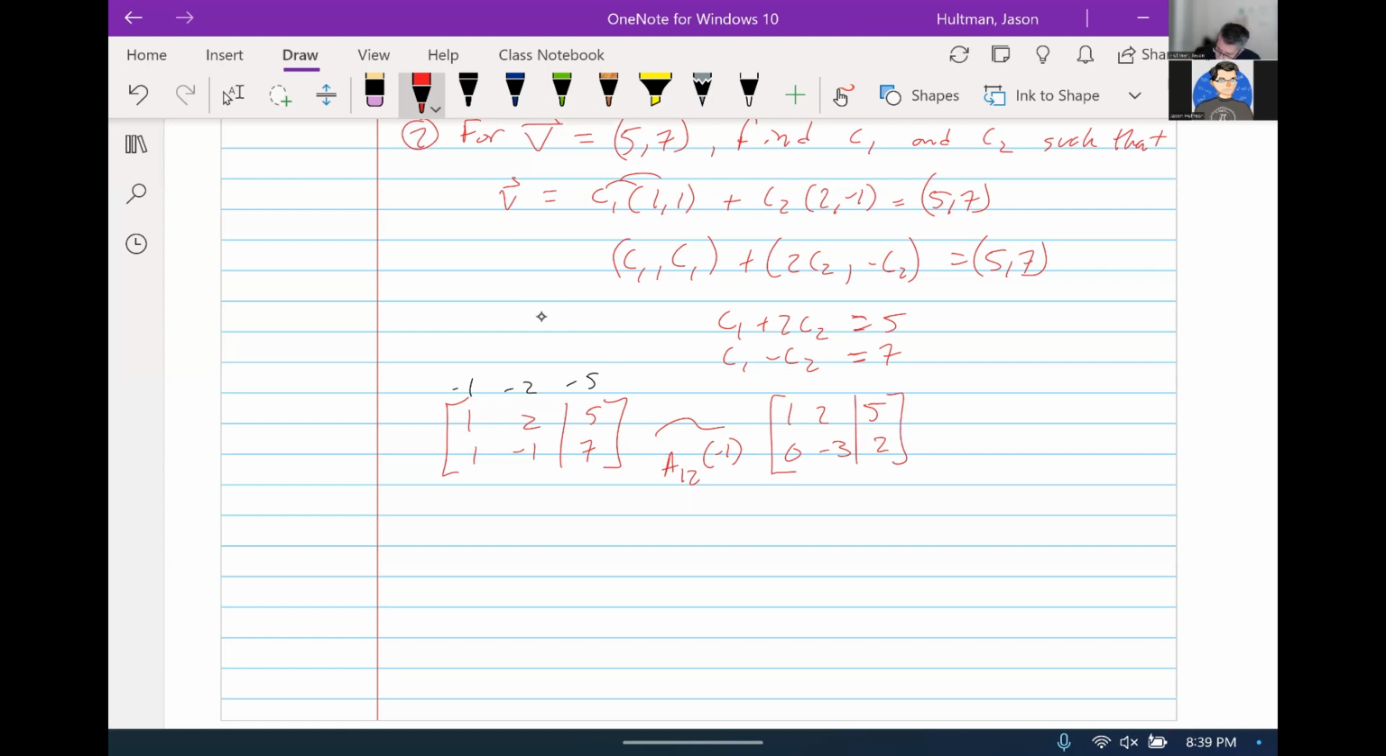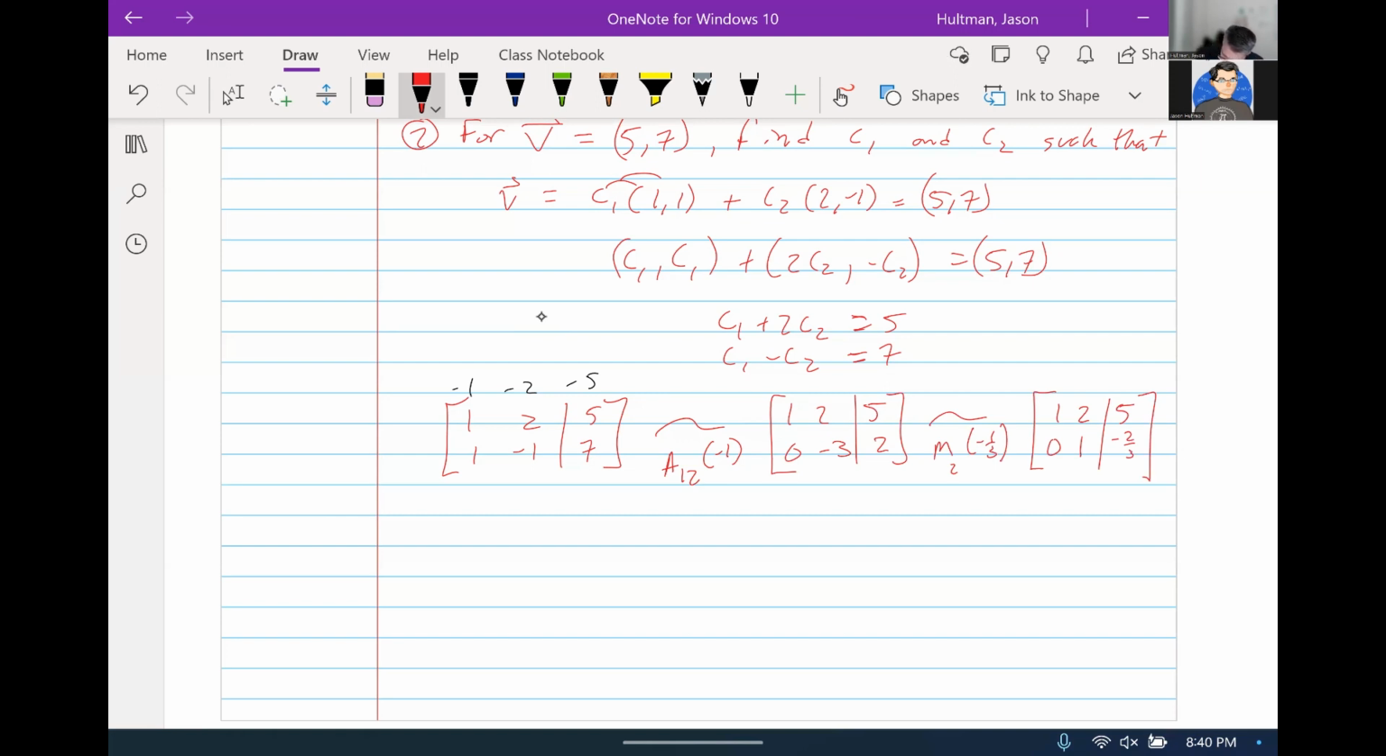Now I'd like to get this negative 3 to be a 1. So let's multiply row 2 by negative 1/3. And so that's going to give me 1, 2, 5, and 0, 1, and negative 2/3.